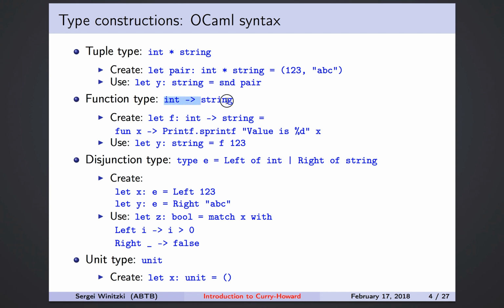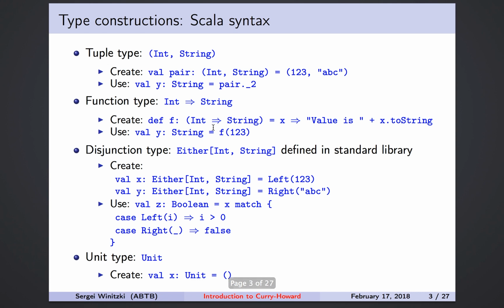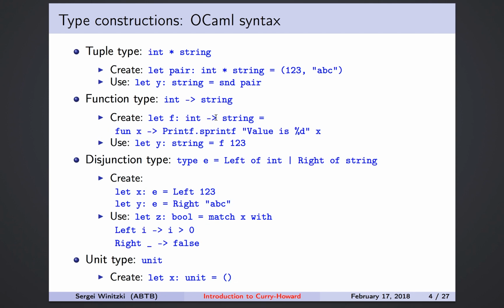The function type is denoted like this. To create a value of the function type, you have to use the keyword fun, which is the function creating keyword. Then you write a variable name or one or more. And then you write this arrow, which is different from the Scala arrow. Scala arrow is a double arrow. And the OCaml arrow is a single arrow. Other than that, it's very similar. And then you have the body of the function.